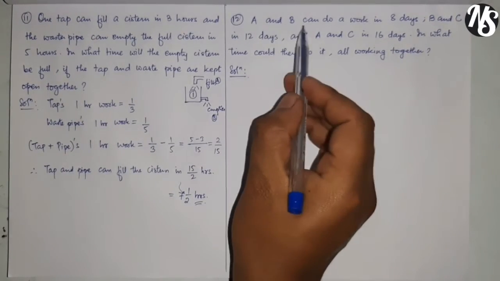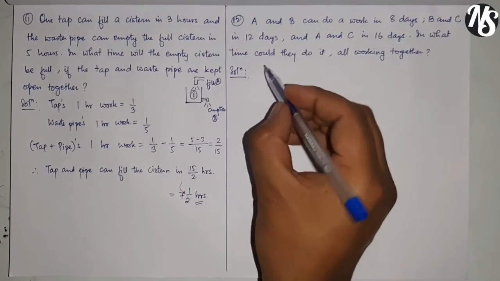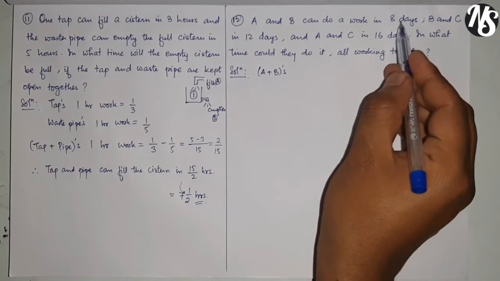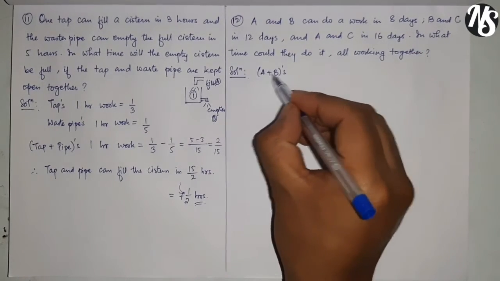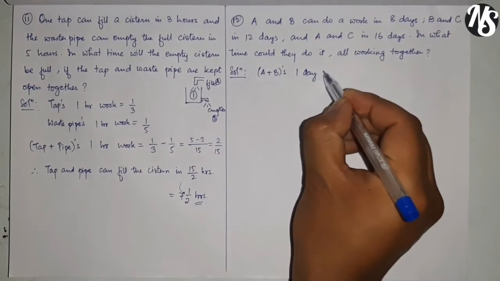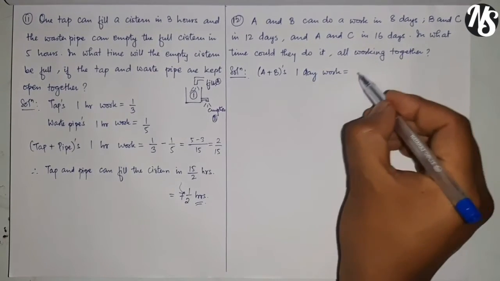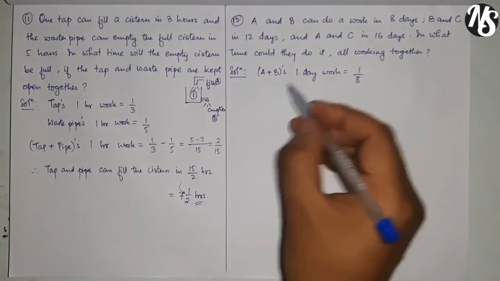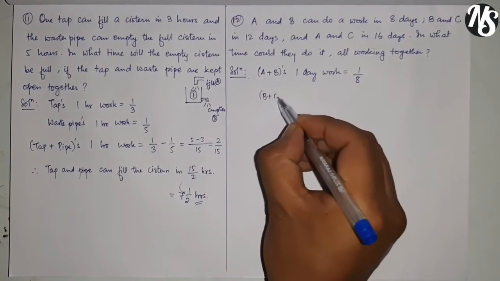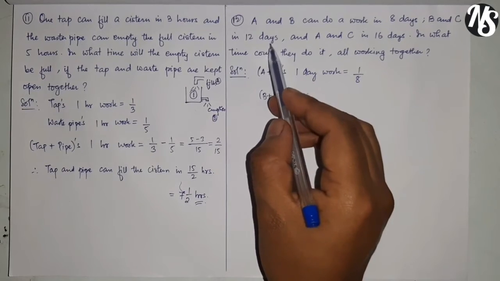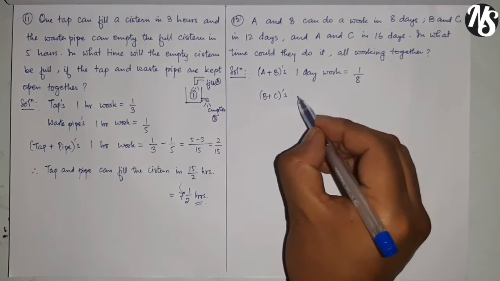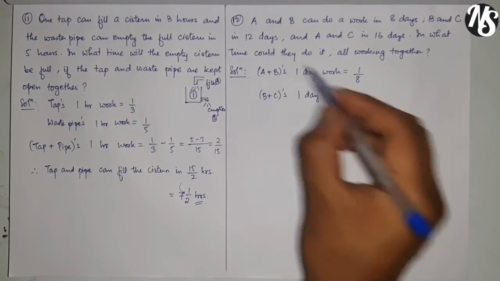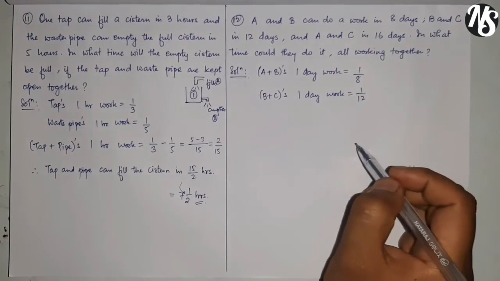Let's see the last question for the day. The question says A and B can do a work in 8 days. So A and B can do a work in 8 days means, let's see what is A and B's 1 day work. It's going to be equal to the reciprocal of 8, which is 1 by 8. B and C in 12 days. That means if B and C work together, they can finish the work in 12 days. So let's see what B and C's 1 day work will be. It's going to be equal to the reciprocal of 12, which is 1 by 12.